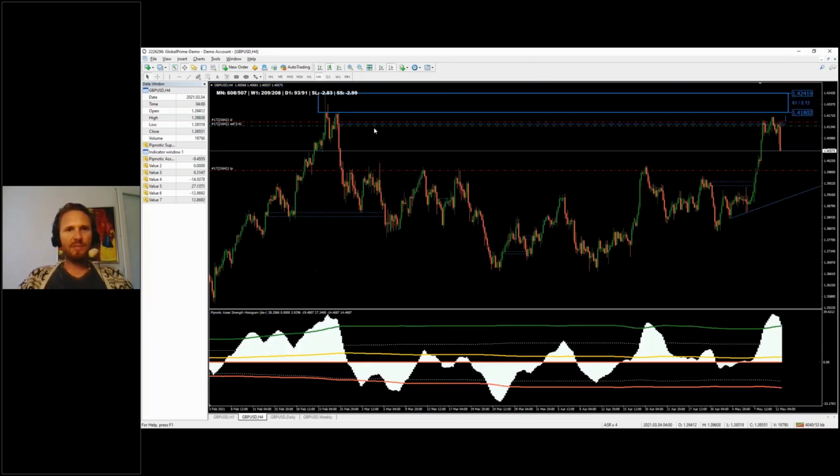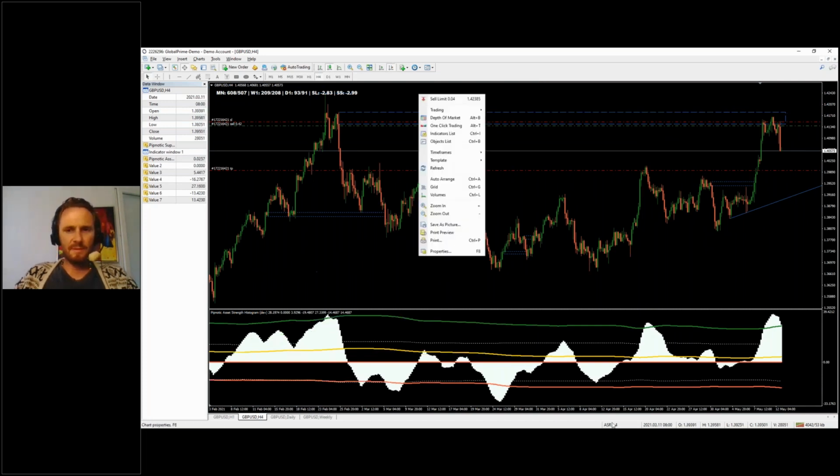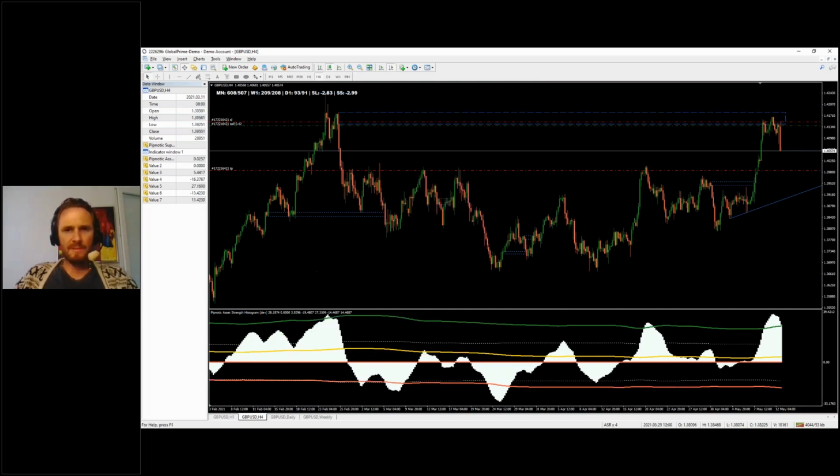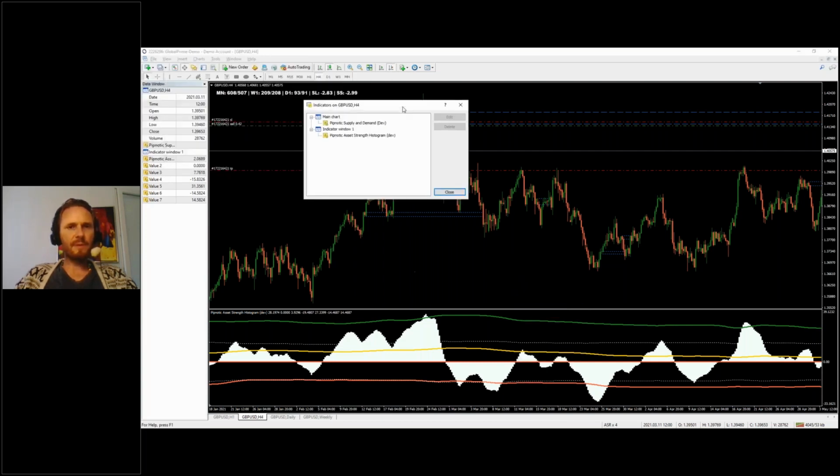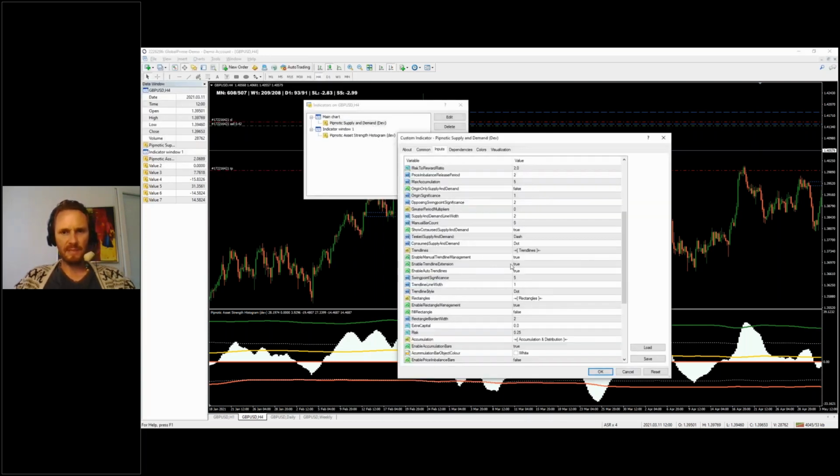Okay, so let's just use this as an example. I just have to disable the trend line management because I need my rectangles. They have to be not fiddled with.